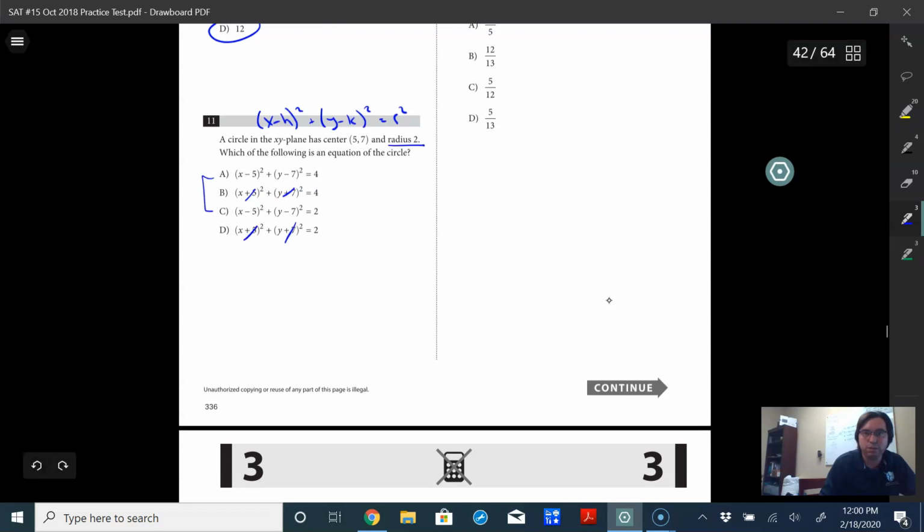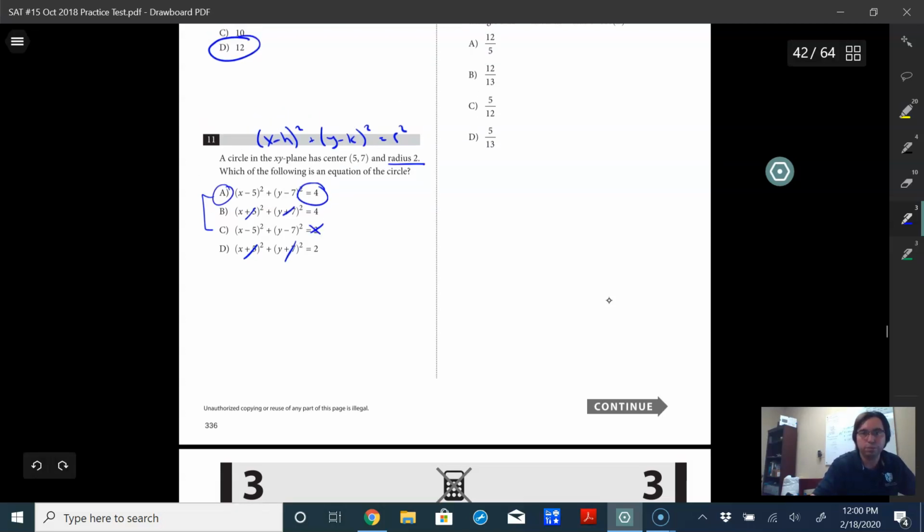And the radius is 2, so 2 squared is going to give me 4. And so we see the answer choice is A and not C on this one.